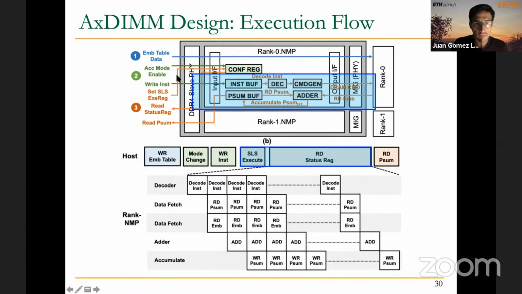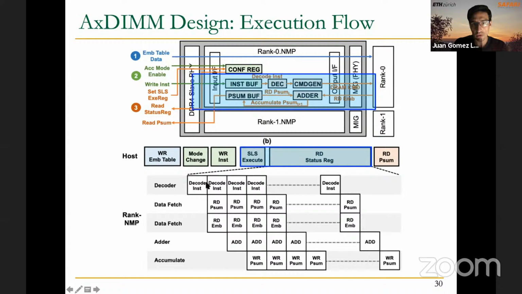As you can see here, this orange arrow goes directly to the configuration register. Once the corresponding bits of the configuration register are set to the corresponding value, the execution can start. So we will have this decoder here fetching a new instruction, previously loaded from the instruction buffer, decoding it, and sending signals to the rest of the components. And that's what we observe in this part of the timeline for all the different instructions.